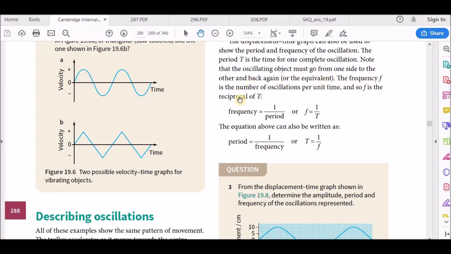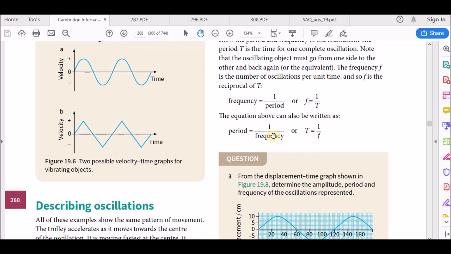The frequency f is the number of oscillations per unit time. Frequency is the number of waves per second, number of cycles per second, number of oscillations per second. Per second means per unit time. And f is the reciprocal of T. You have learned this equation already: frequency is 1 over the period, or period is 1 over the frequency. Once you know the period, you can find the frequency, or if you know the frequency, you can find the period.